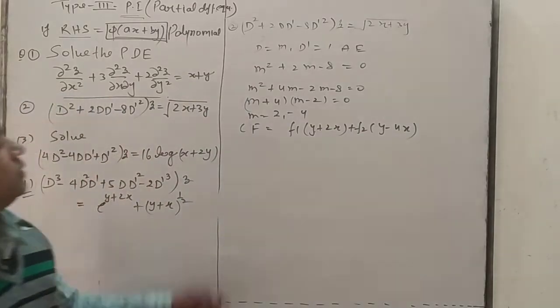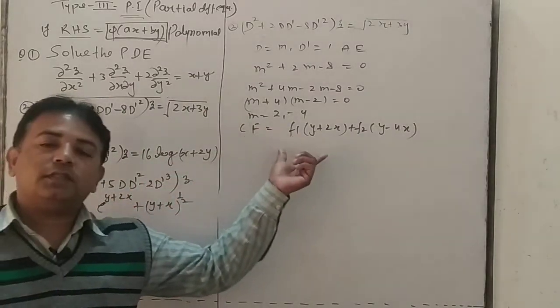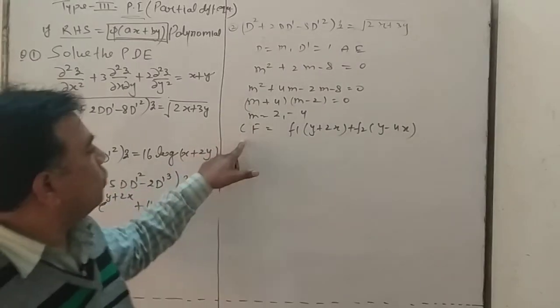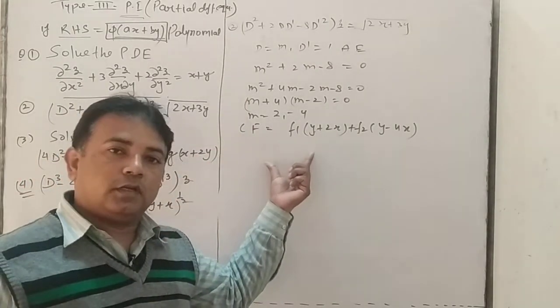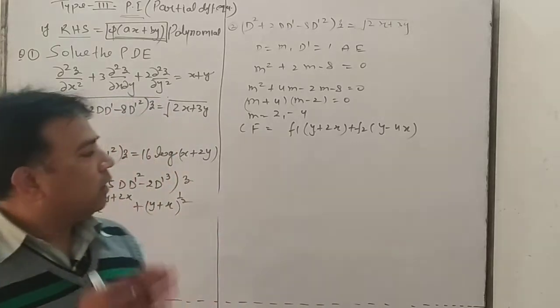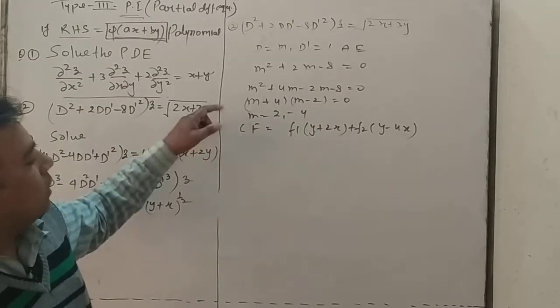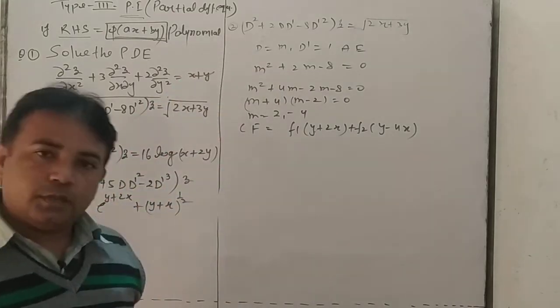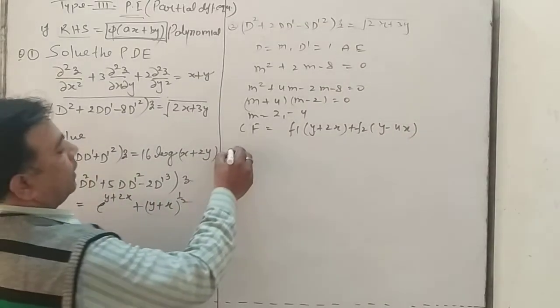You better understand the CF of the partial differential equation. Very simple. There is no other method to find the CF of the partial differential equation, only a single method. You are seeing this in all the questions. CF of the partial differential equation is found by this method. After that you will find the PI.